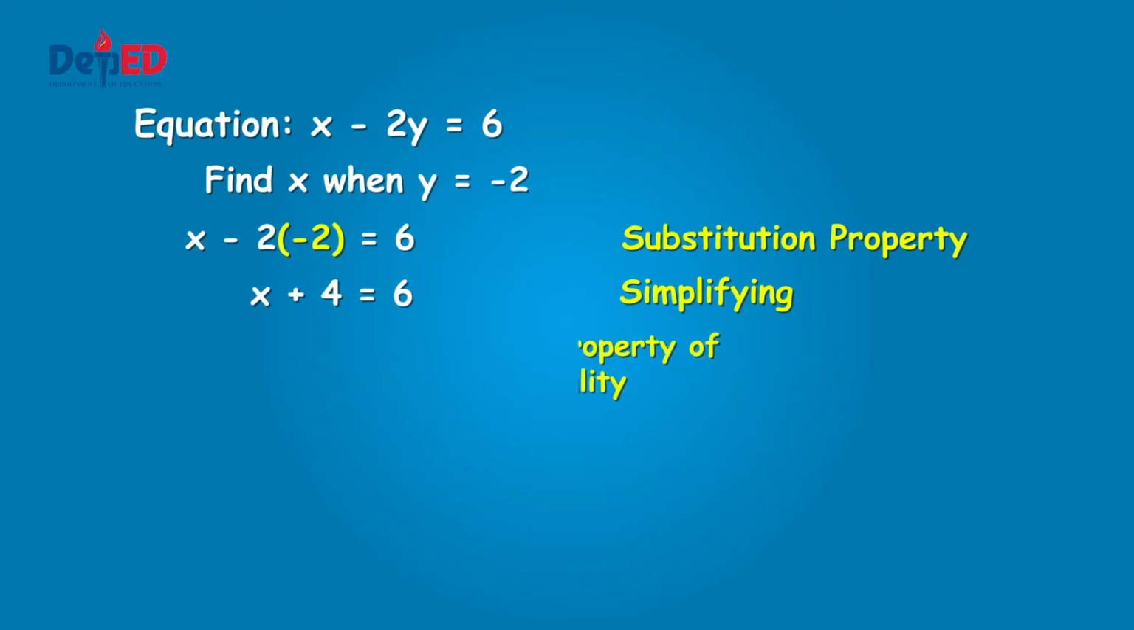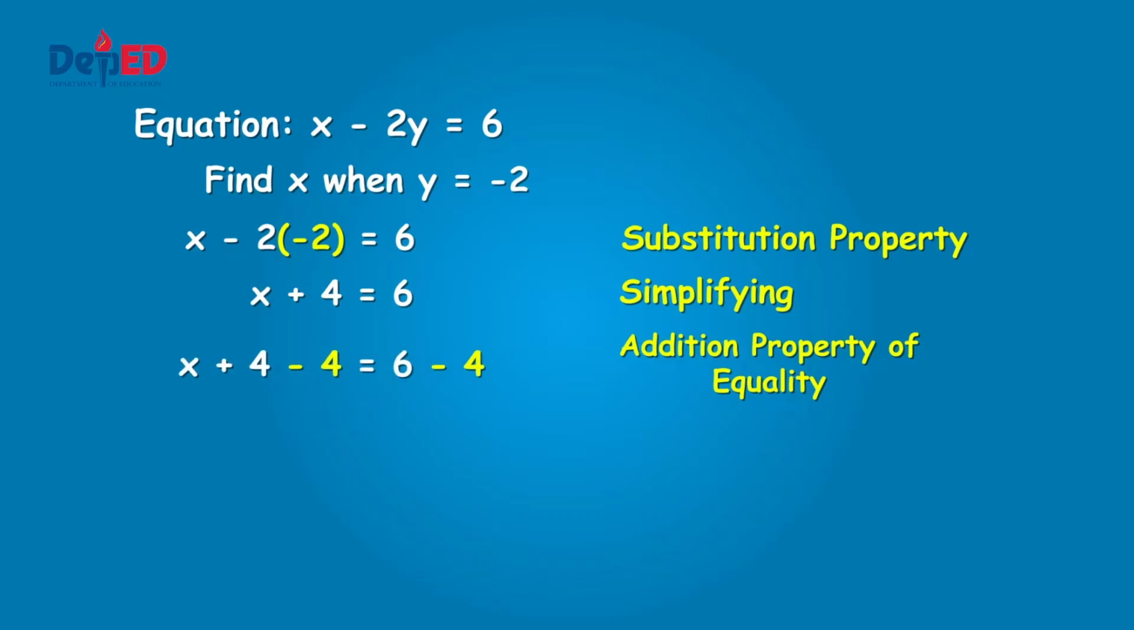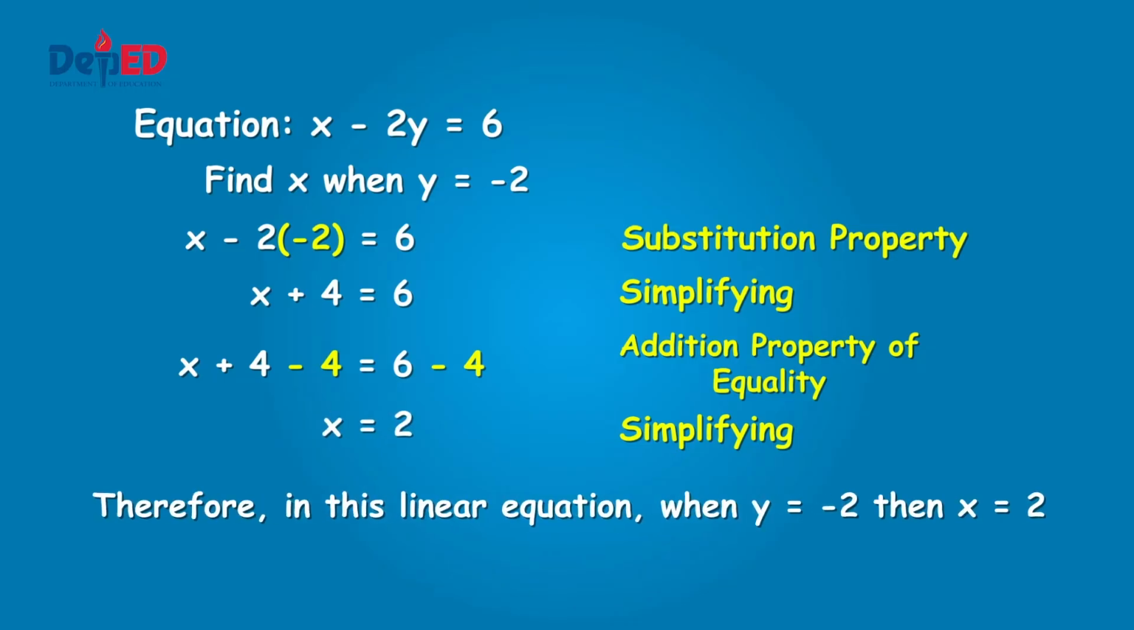We apply the addition property of equality since we want to isolate the variable x on one side of the equation. So we will have x plus 4 minus 4 equals 6 minus 4. By simplifying, this gives us x equals 2. Therefore, in this linear equation, x equals 2 when y equals negative 2.